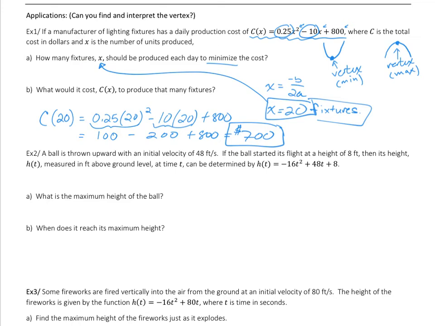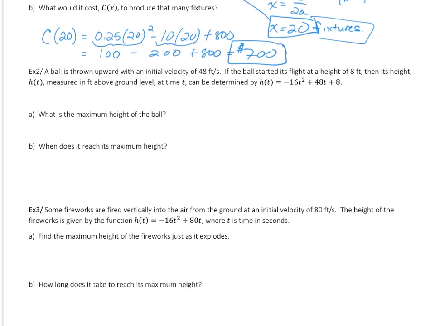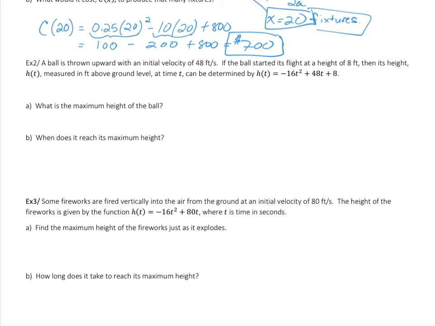Next, in example 2, I'm going to move this up. Right about there. So example 2. I see a lot of words. A ball is being thrown up with an upward velocity of 48 feet per second. So we have a time here being seconds and a distance here being feet. So if the ball started its flight at a height of 8 feet, then its height h of t is measured in feet above ground level at time t can be determined by h of t equals this function here.